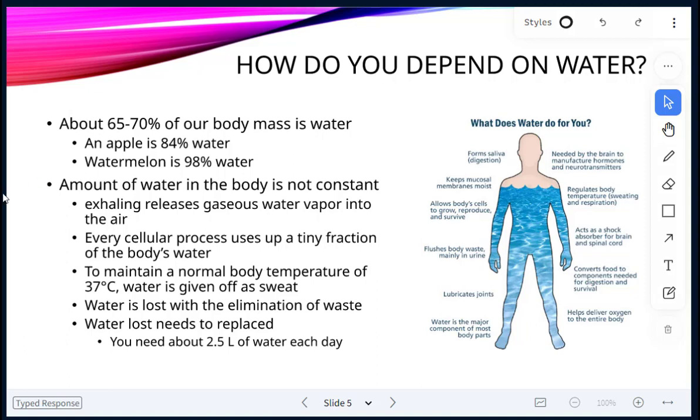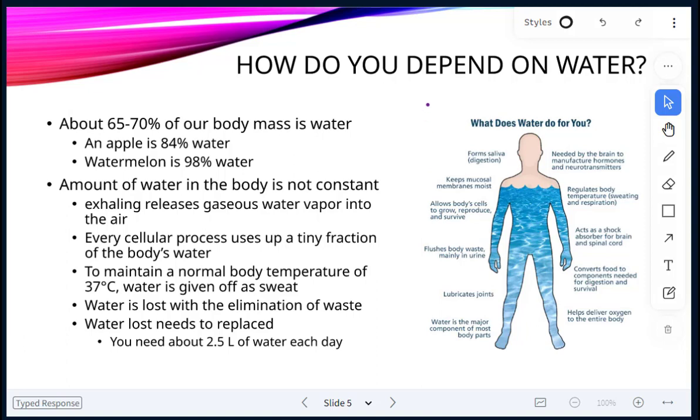The amount of water in our body is not constant. When we exhale, we're releasing some water vapor into the air. Every cellular process is going to use up a tiny fraction of our body's water. To maintain homeostasis, a normal body temperature of 37 degrees Celsius, water is given off as sweat. We lose water when we eliminate waste. That water that's lost needs to be replaced. They say about 2.5 liters each day. That's how much water we need about each day.